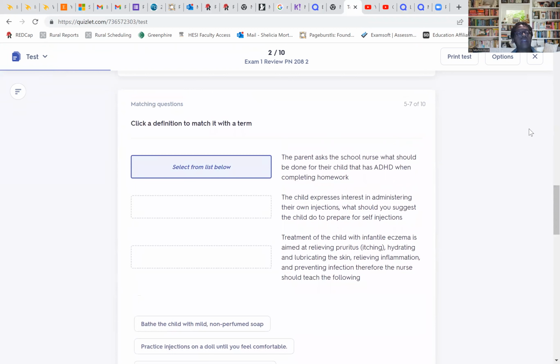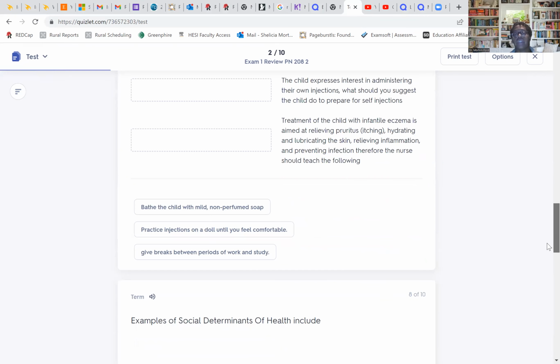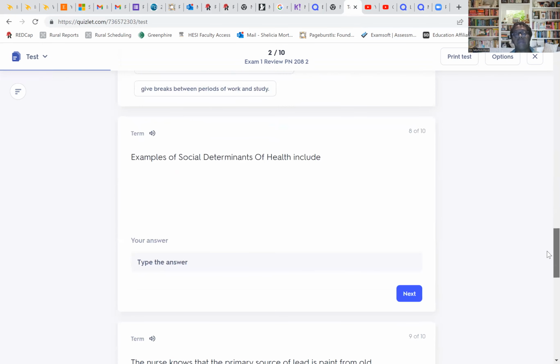So this is why I'm saying don't use the test mode, because it says select from the list, click a definition to match it with the term, but we don't have any terms over here. So do not do the test mode. I'm just reviewing the information.